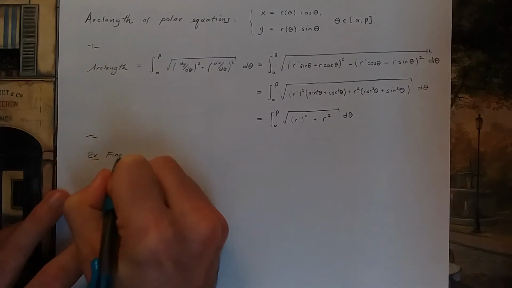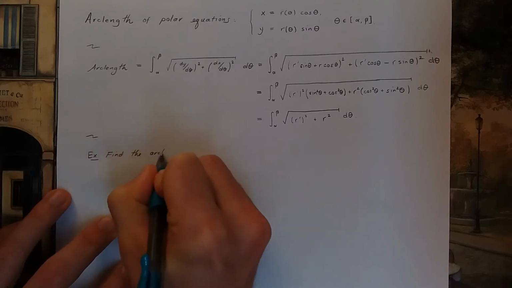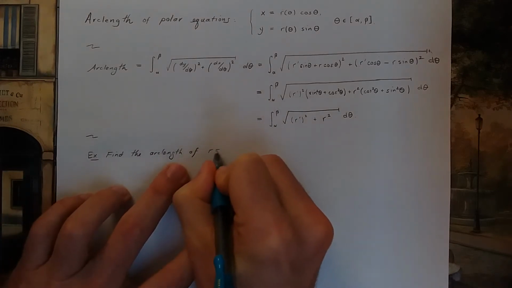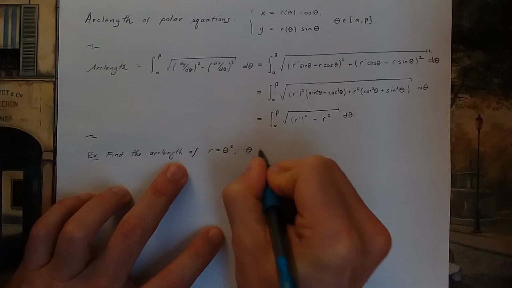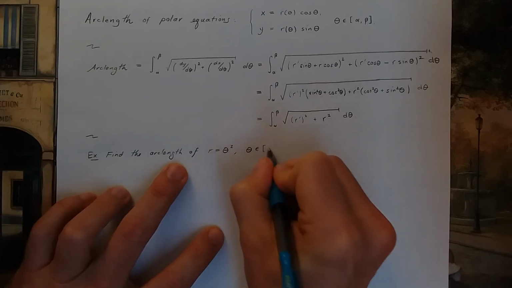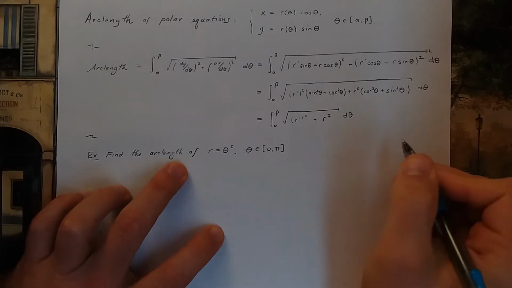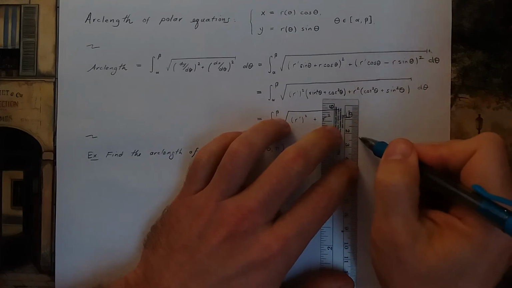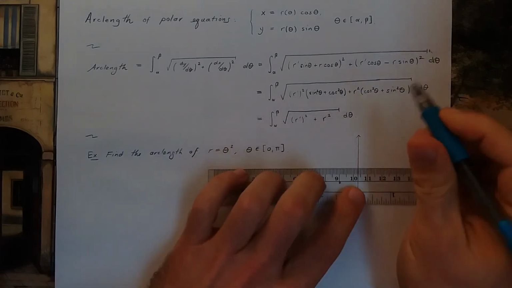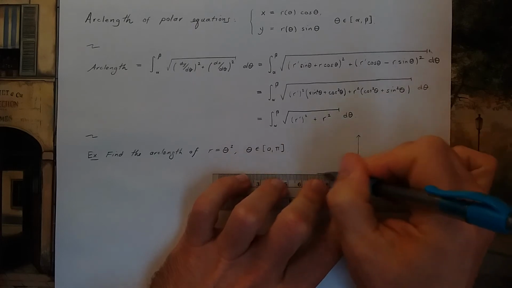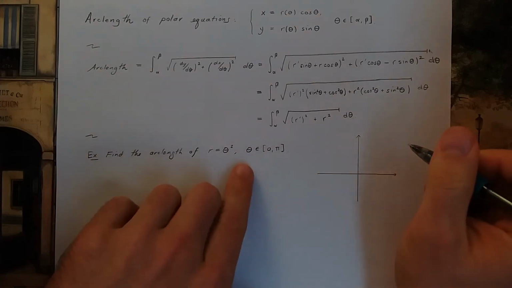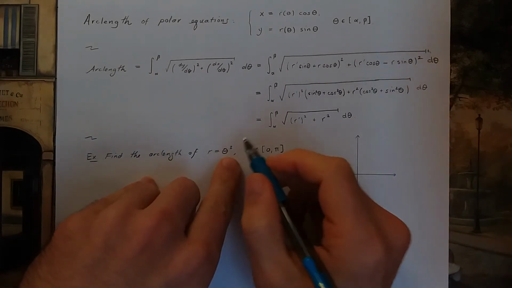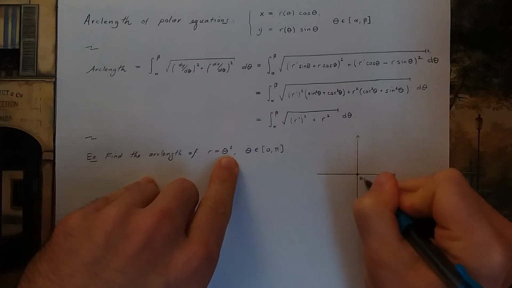Let's find the arc length of the polar equation. How about we do r is theta squared, and let's do theta in the interval from 0 to pi. First, maybe we should plot this to see what we're dealing with. So let's take a look at the plot. If I'm at theta equals 0, I travel a distance away from 0 of 0. So there's theta equals 0.